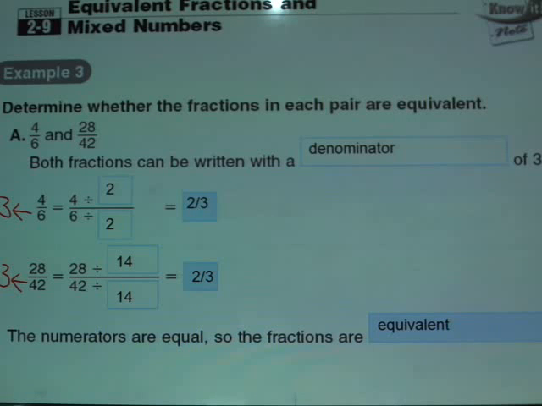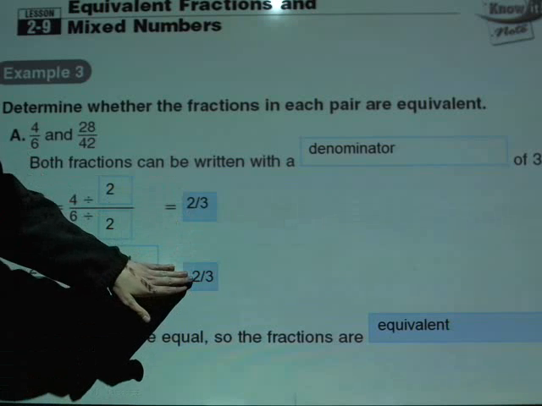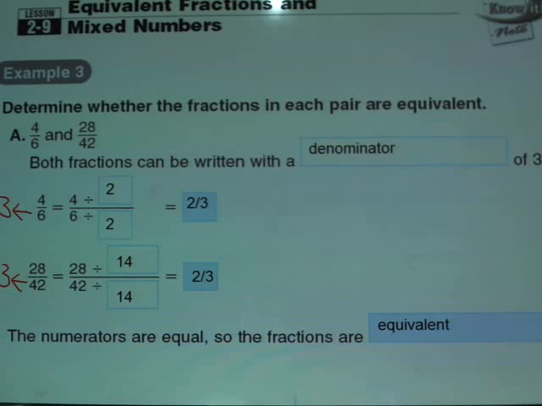At this point, we can compare the fractions because they have the same denominator. All we do is compare the numerators. You compare those numerators, the top numbers in the fractions, the same way you would as if they were just regular old numbers like 7 and 9. Since they're both 2, that means the fractions have to be equivalent.